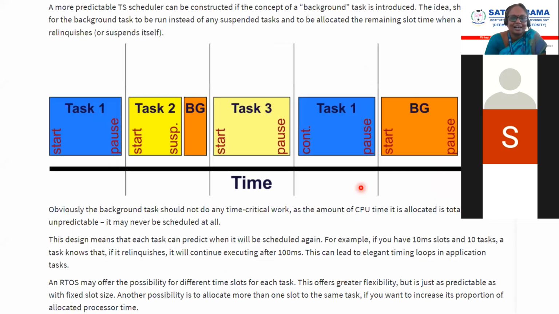And these are the things they have given. BG, background task, is also introduced. So the background task, instead of any suspended task, I have to allocate the remaining slot time. I can give a background task, it is also introduced here. So what happened? I am introducing my background task. After that, it will be executed there.